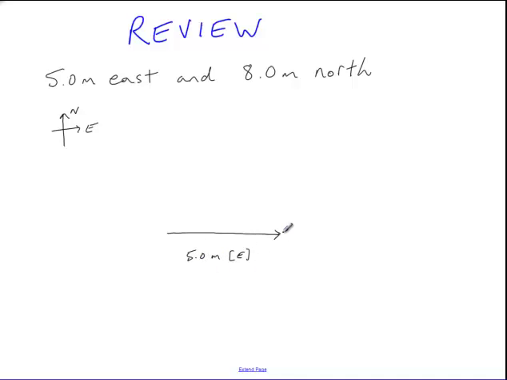Okay, so then we turn and we go 8 meters north. So it looks something like that. Again, mark it 8.0 meters, and you're going north. Distance, direction, it's a vector. Now this is displacement. Okay, so you want to figure out what is the resultant.